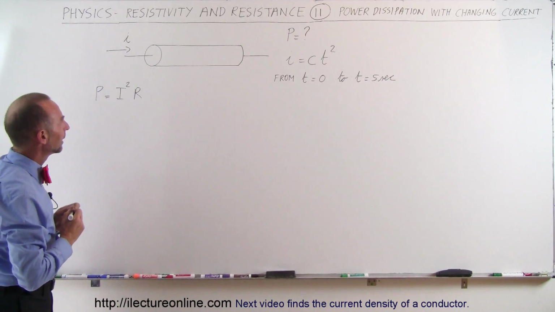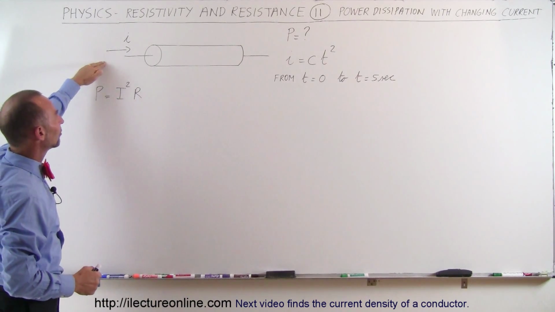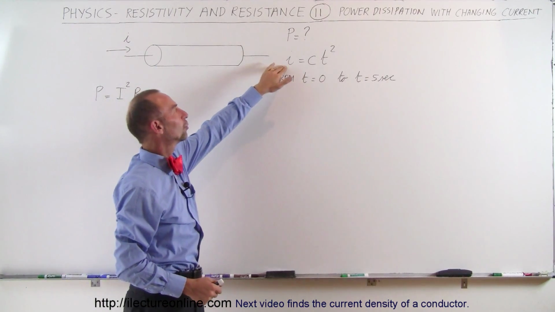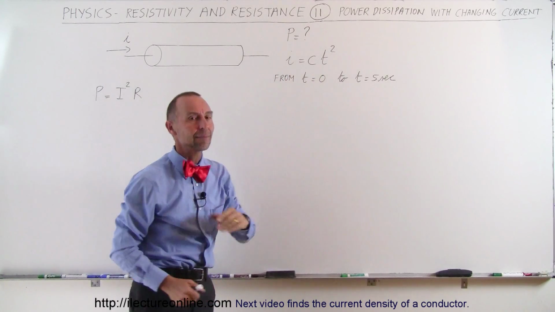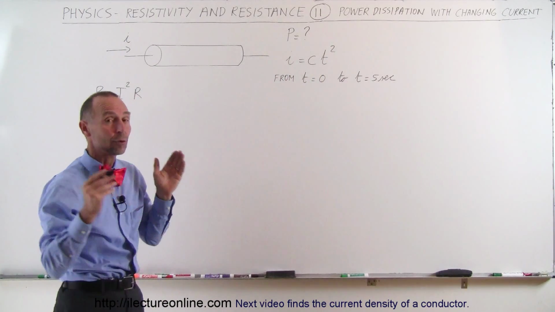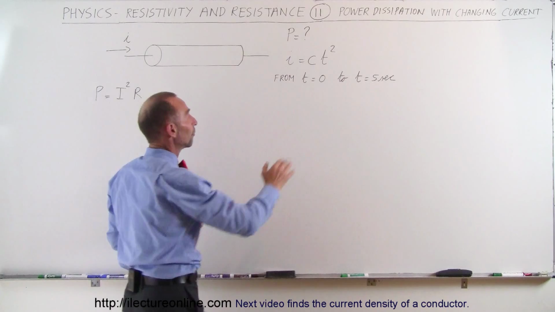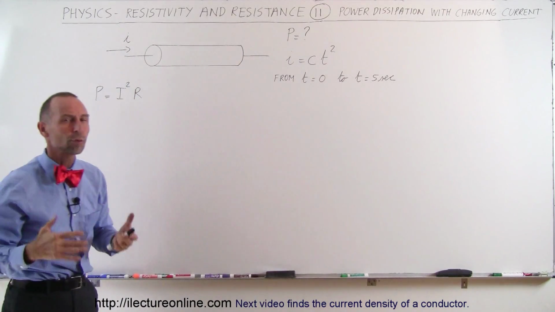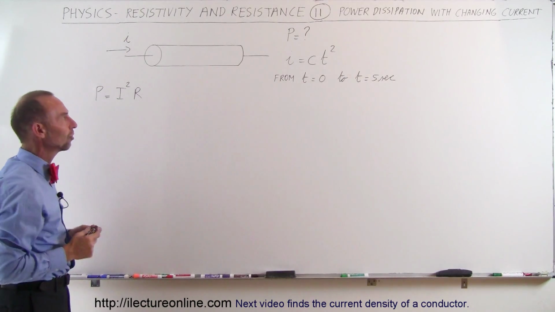Now, let's say that the current through the resistor is not a constant current. Let's say that it varies according to the equation C times time squared. And let's say that we allow current to flow through the resistor for 5 seconds, from t equals 0 to t equals 5 seconds. What is the total power dissipated through the resistor?